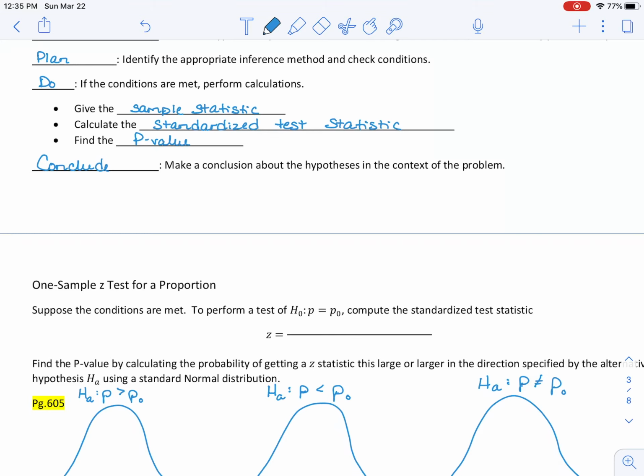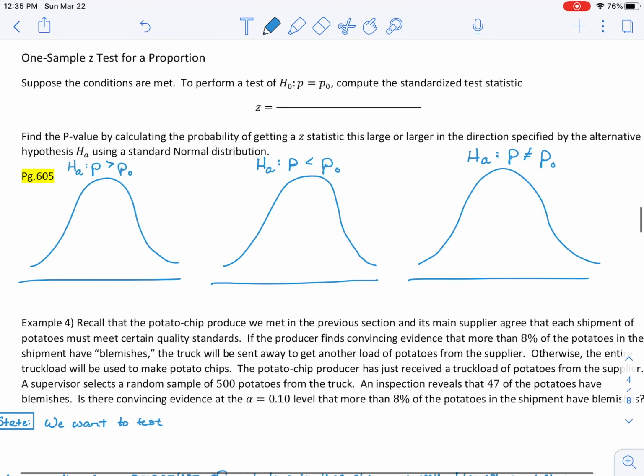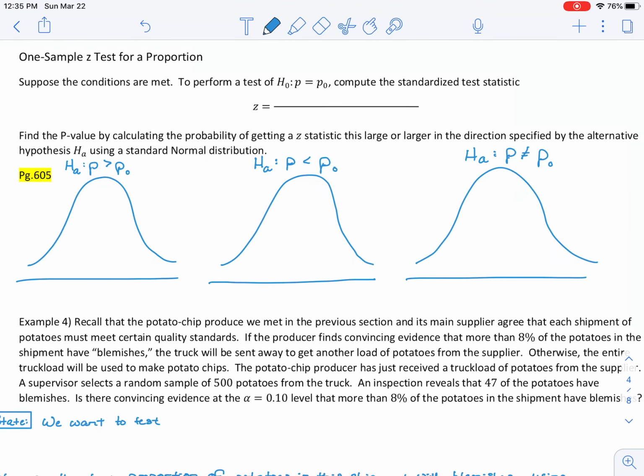Now, this is slightly different depending on what type of tailed test that you have. So suppose your conditions are met to perform a hypothesis test where your null hypothesis is just p is equal to some number. That's what p sub 0 is, some number. Again, we said calculate your standardized test statistic.